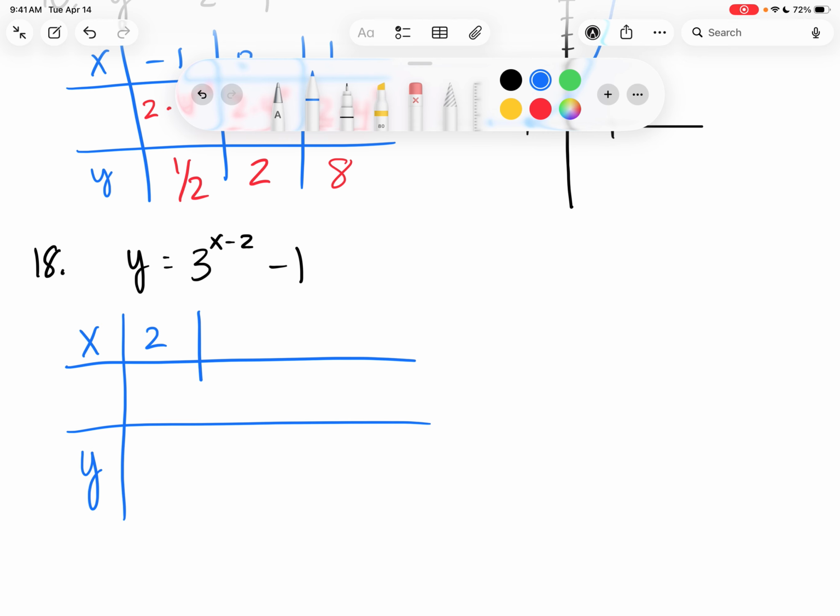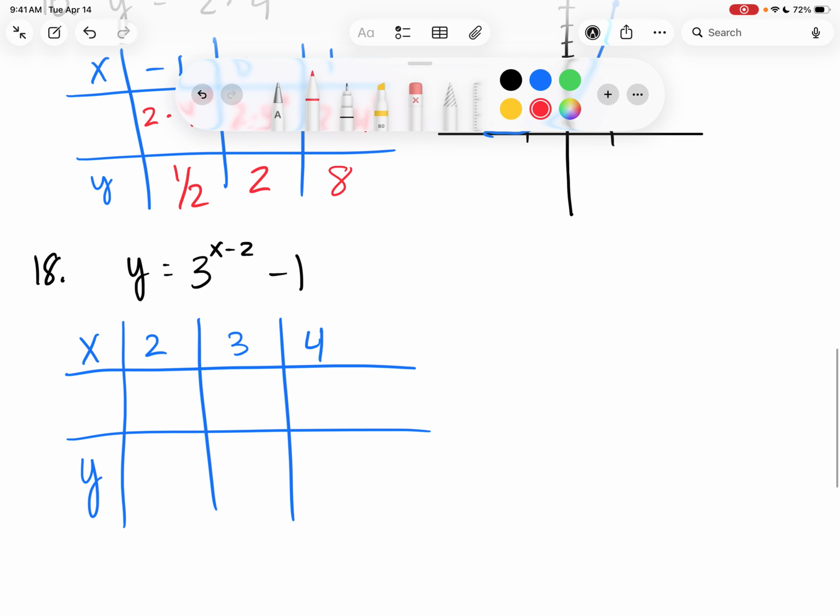So I would do like 2, 3, and 4 for this one. Now make sure you pay attention to, also don't forget this minus 1. So I've got 3 to the 2 minus 2, so that's 3 to the 0, and then minus 1, so what is that? 0. And then I've got 3 to the 1 minus 1. 2. And then I've got 3 squared minus 1. 8.